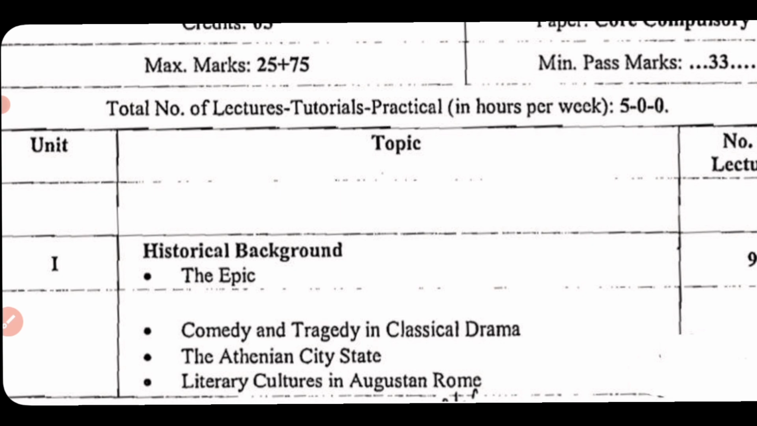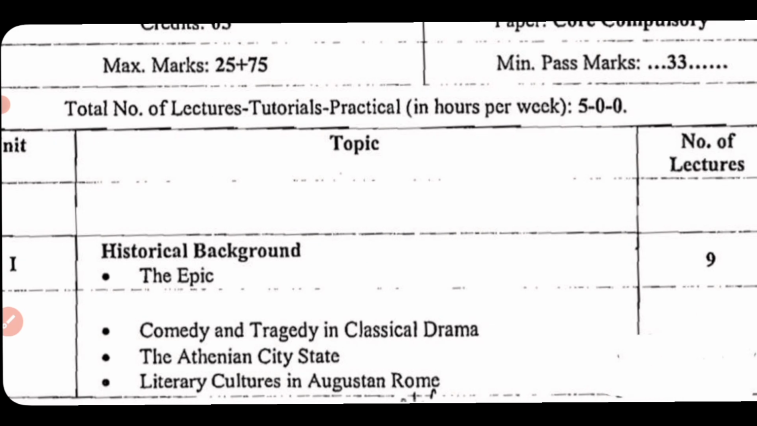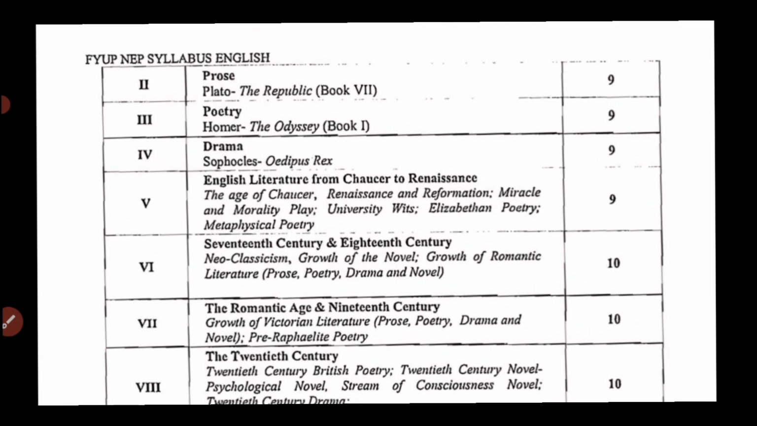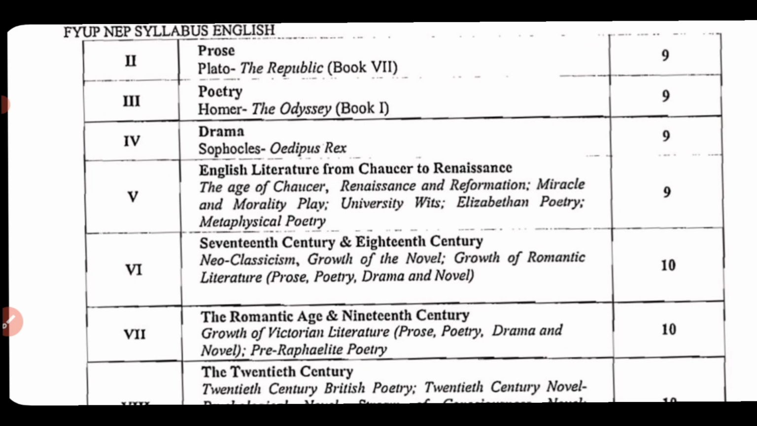So let's move on to the first unit, Unit 1. It introduces the historical background of classical literature, and the topics included in this are what is an epic, comedy and tragedy, the Athenian city-state, and literary cultures in Augustan Rome. This unit helps students understand the cultural and historical background before reading the prescribed texts.